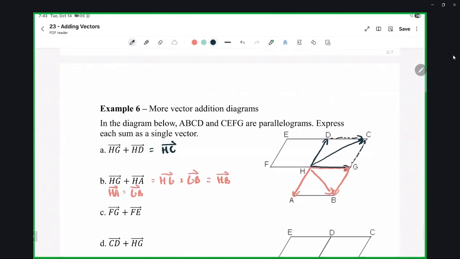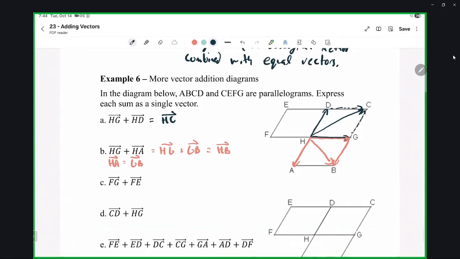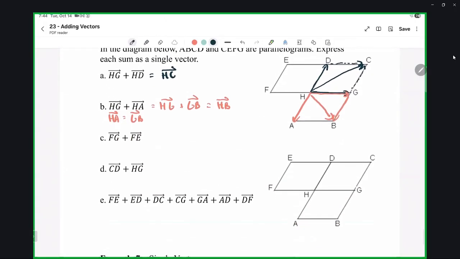So for these kind of questions, you can use the triangle or parallelogram method combined with equal vectors. And that's the key thing to make these work. So in example A, I used the parallelogram, and in B, I was using equal vectors.